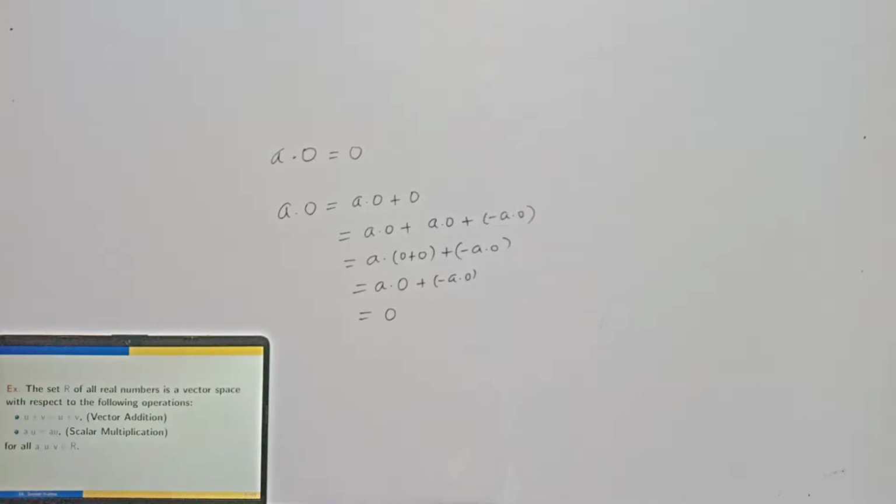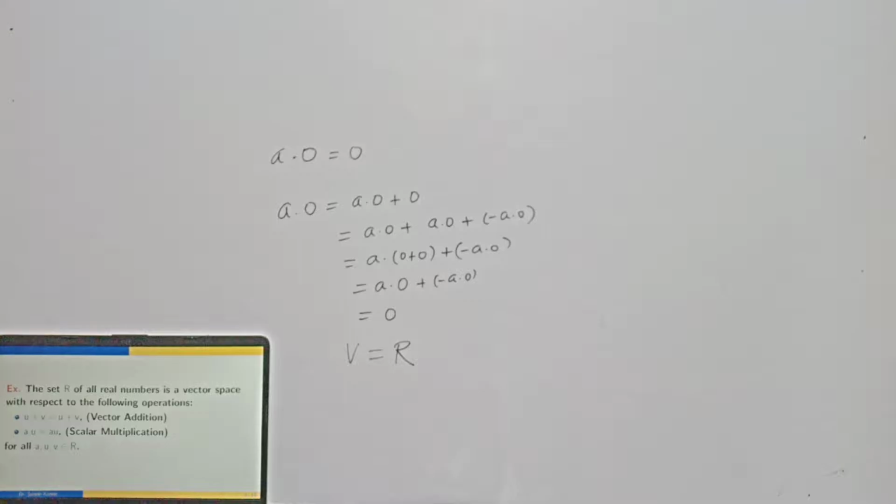But let's see this problem. The set R of real numbers is a vector space with respect to the following operations. This is the usual addition of real numbers: u plus v is simply the addition of two real numbers. And a dot u is a times u, the ordinary multiplication of real numbers. Because now, what is V here? Capital V is R itself, the set of real numbers.